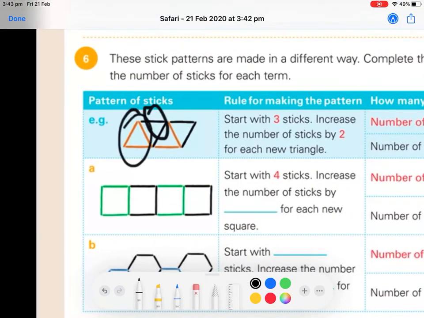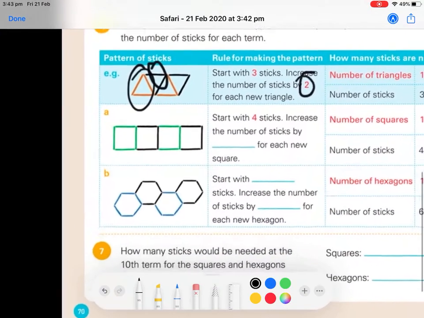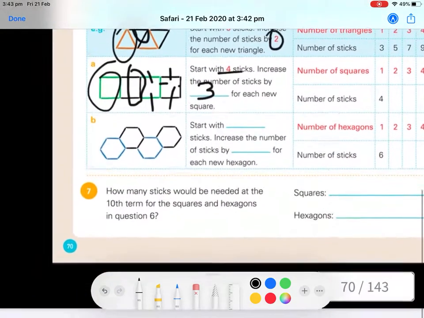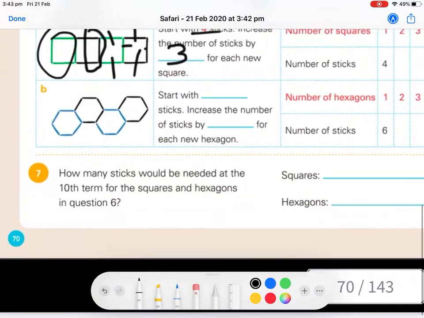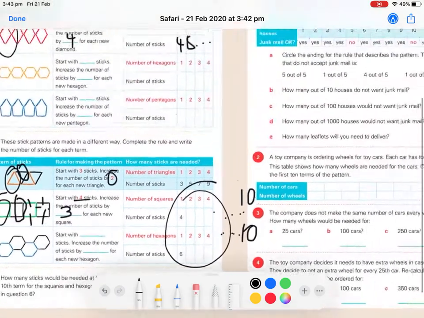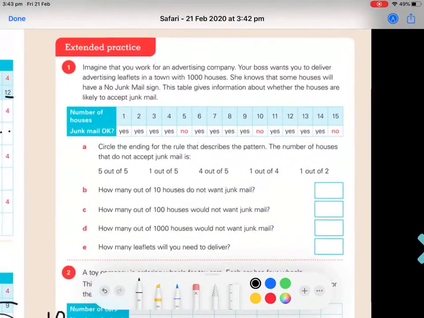So this one starts with 3, but you can see it only adds 2 each time. Okay. This one starts with 4 sticks. Yes, it does. The number of sticks added is 3 each new one. So 1, 2, 3, 1, 2, 3, 1, 2, 3. Okay, so filling out the rest of those. How many sticks would be needed at the 10th term for the squares and hexagons in question 6? So looking at these, what about the 10th term? Once you get to the 10th one here, and then the 10th one here, right?